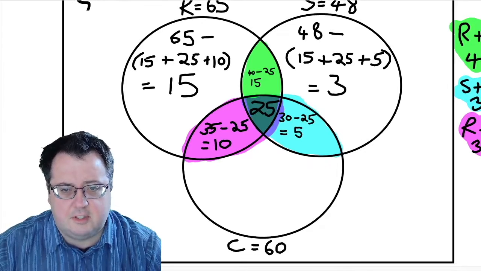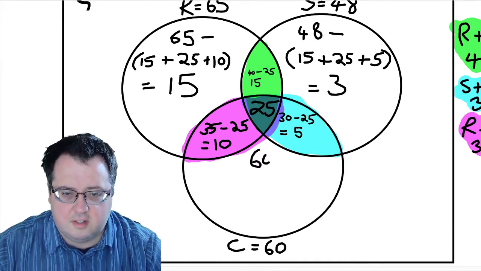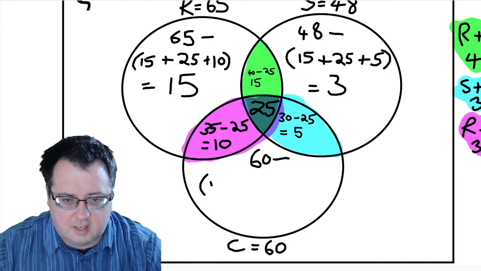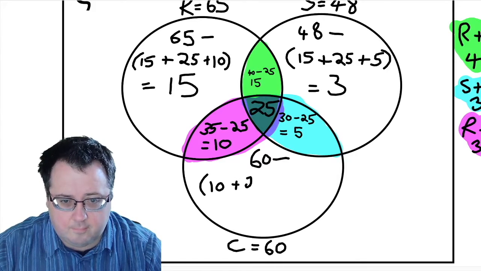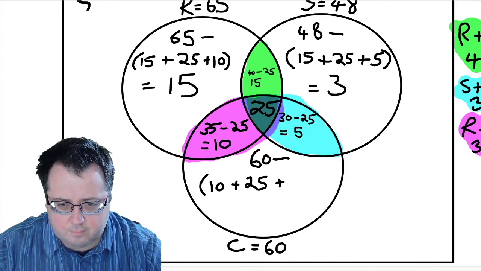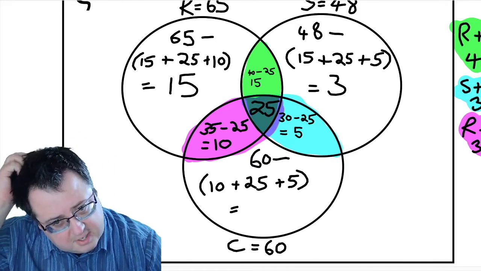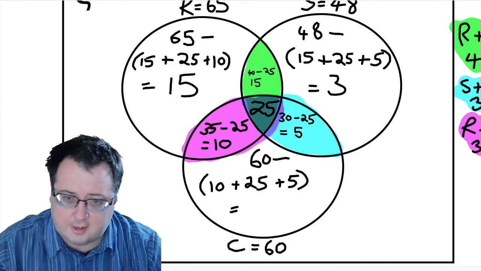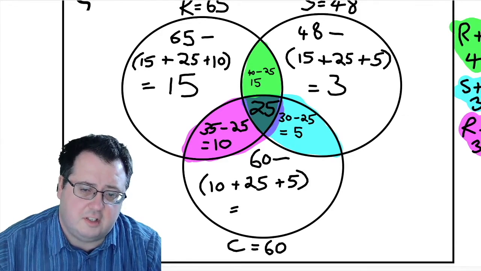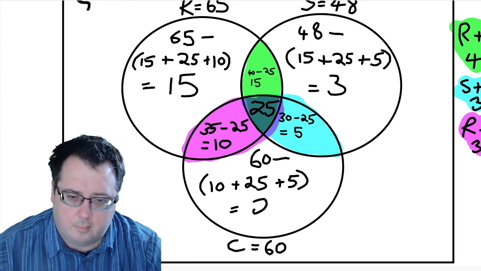Lastly, we will do the cycling circle. So we know that the total is 60 for this circle. And 60 subtract 10 plus 25 plus 5 equals, doing the math again, 10 plus 25 is 35, plus 5 makes 40, 60 minus 40 gives me 20.